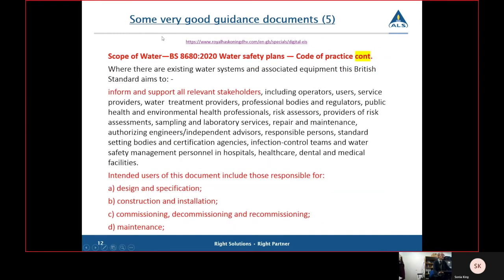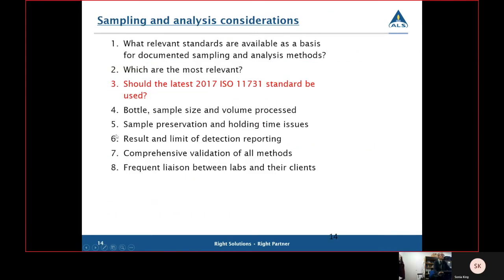So as I say, if you want to read through, this is the scope of the water safety plans. It's all on the PDF that will be circulated. So I think this is a great step forward.